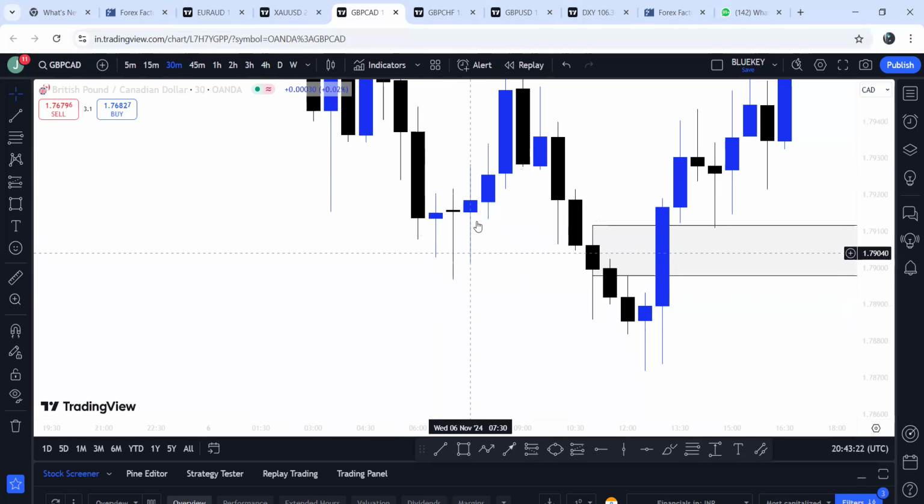Small body, long wick up and down. What is the psychology behind this candle? The psychology here is that when this candlestick opened, it came down till this point. Remember, I told you how a candlestick opens and how the wick is being formed. So it came down to this point, but for some reason, it couldn't continue, it couldn't hold. It started going back up.